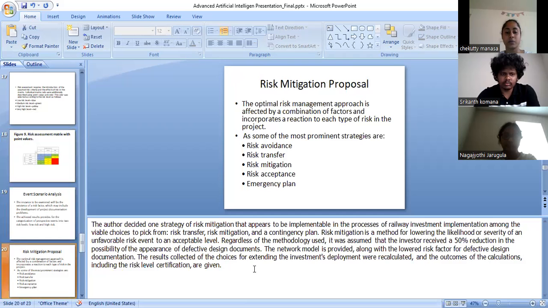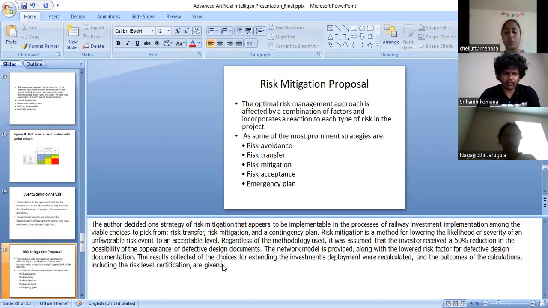Next is a risk mitigation proposal. So the author decided on one strategy of risk mitigation that appears to be implementable in the process of railway investment implementation among the viable choices to pick from, like risk transfer, mitigation, and contingency plan. Risk mitigation is a method for lowering the likelihood or the severity of the unfavorable risk to an acceptable level. Regardless of the methodology used, it was assumed that the investor received a 50% reduction in the possibility of the appearance of defective design documents.